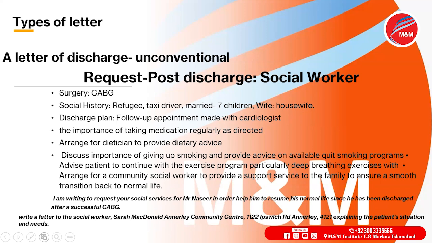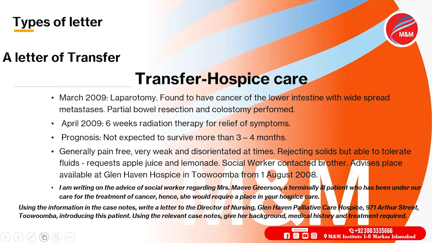We need the assistance of the social worker to help the patient to resume his normal life. We can see next the transfer to hospice care. When we are writing this letter to the hospice care, we have different things. There's a patient who is terminally ill with a low prognosis. And we are referring this patient to the director of hospice care, and we need his assistance, right?